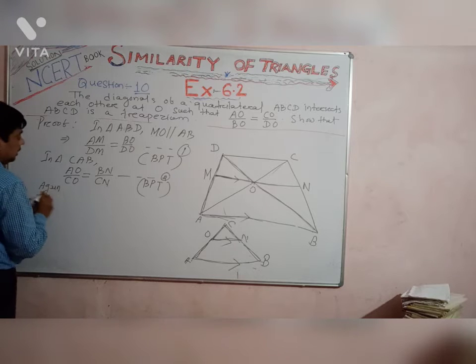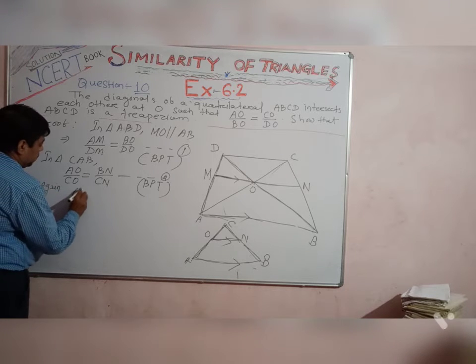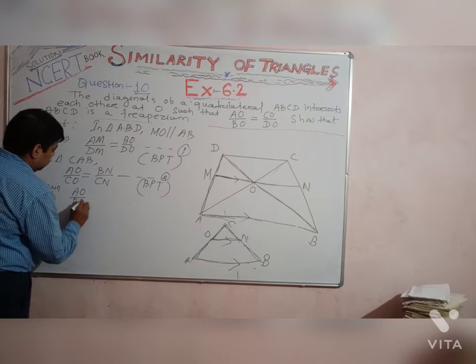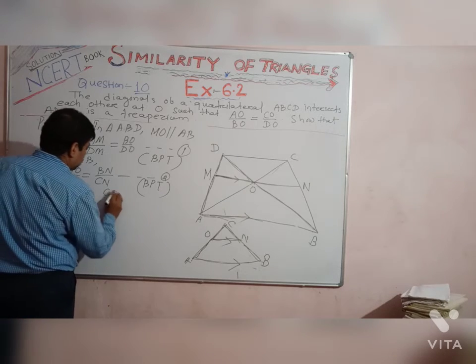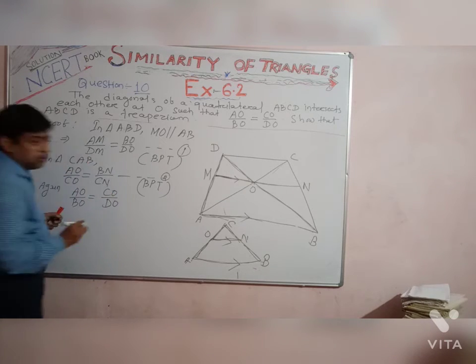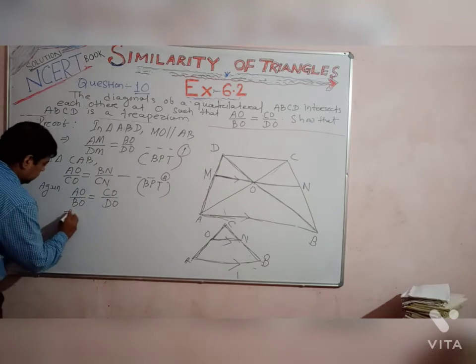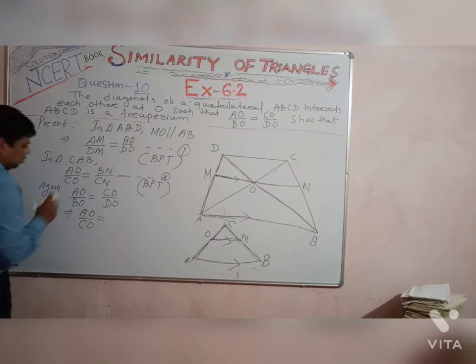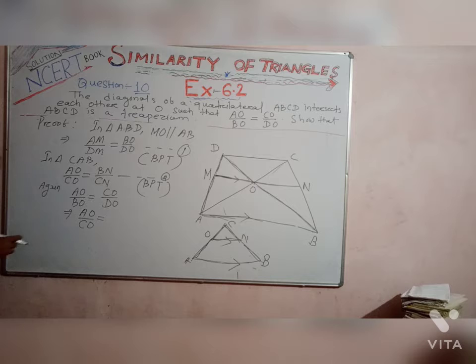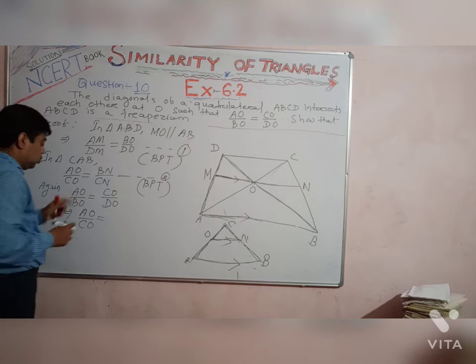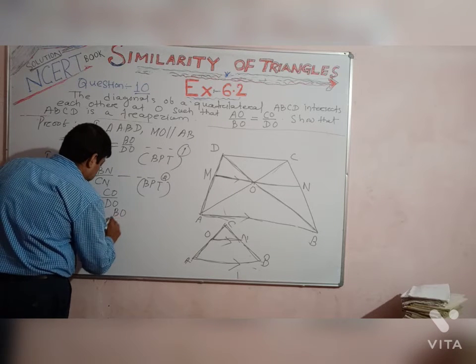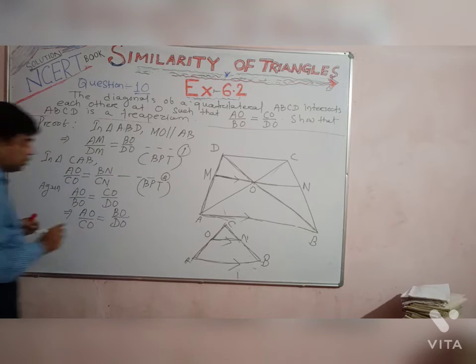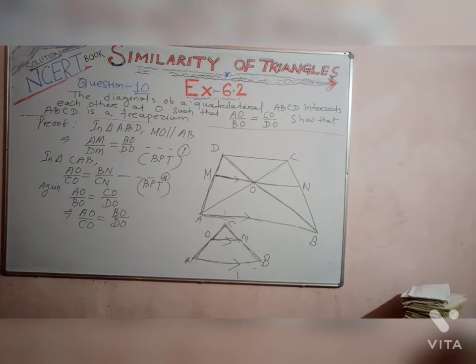Again, what is given, you see? AO upon BO is equal to CO upon DO. Yes or no? So that implies AO upon CO, we transpose CO to the left hand side, so the numerator will be the denominator, and BO goes to the right side. It will be BO upon DO. Can I write or not? Yes. Understand?